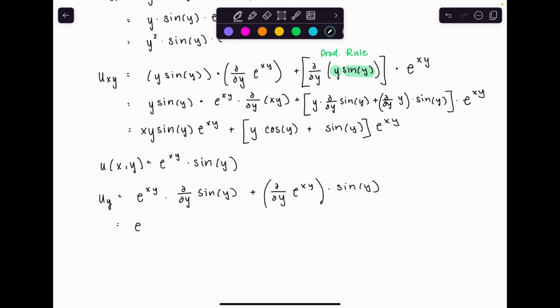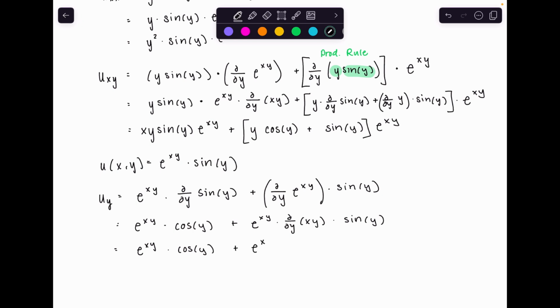Derivative of sine is cosine, so this is e to the xy times cosine of y. And then derivative of e to the xy with respect to y is the same thing back. And then chain rule, I've got to take the derivative of the exponent. And then that sine of y stays attached. So this becomes e to the xy times cosine of y.